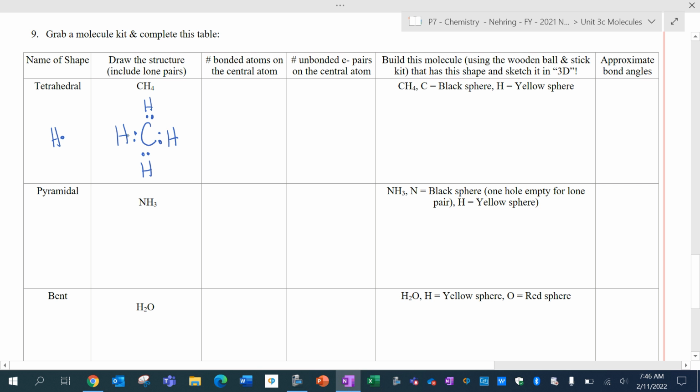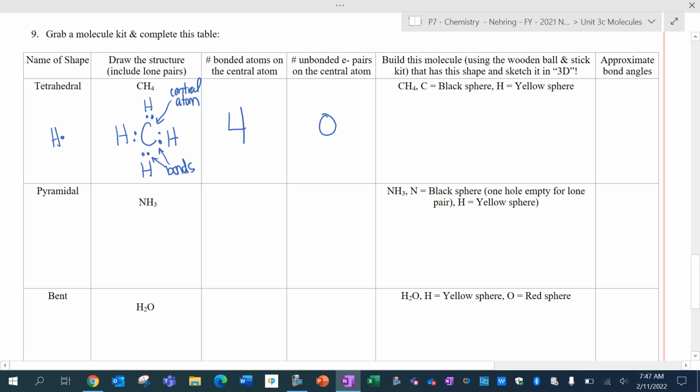And so when we're trying to predict the shape, there are 2 things we want to look at. We want to look at how many atoms are bonded to the central atom. The central atom is the one that's in the center. So in this case, carbon is our central atom. And then we want to look at how many unbonded electrons are on the central atom. So in this first example, we've got 4 atoms bonded to the central atom, and there are no unbonded electrons. Notice how every electron has an atom on either side of it. That means they're involved in bonds, right? So these are all examples of bonds. There are no extra electrons hanging out that are not involved in a bond.